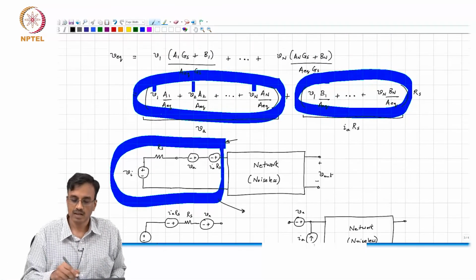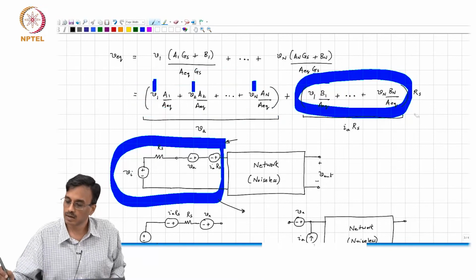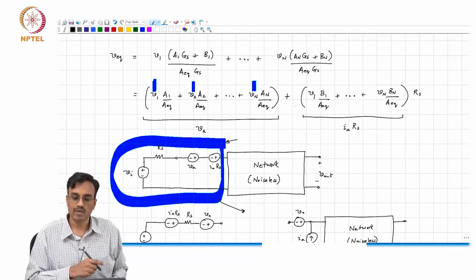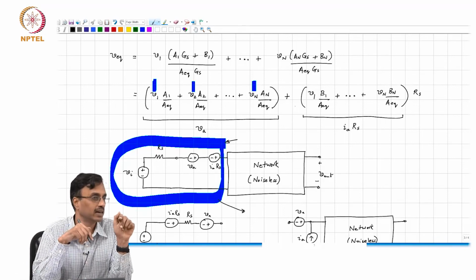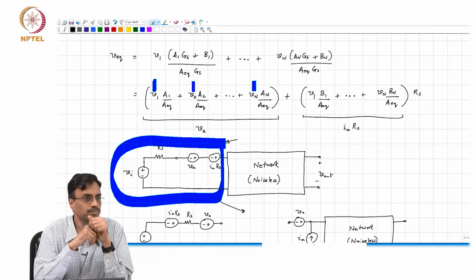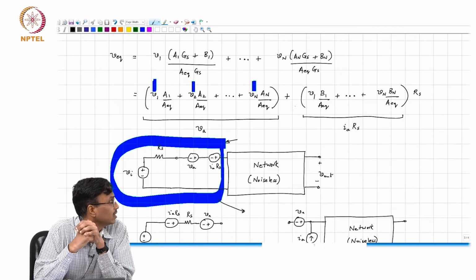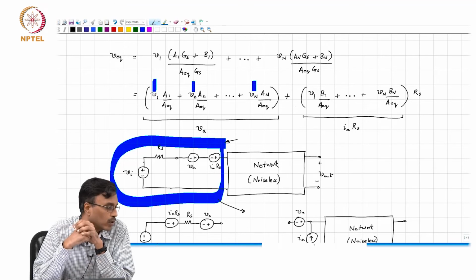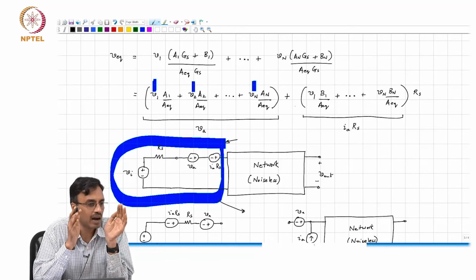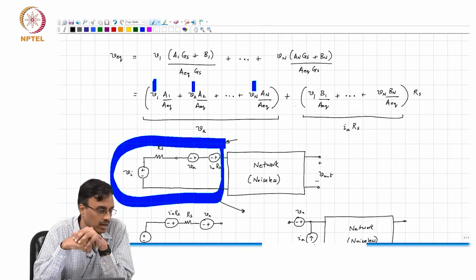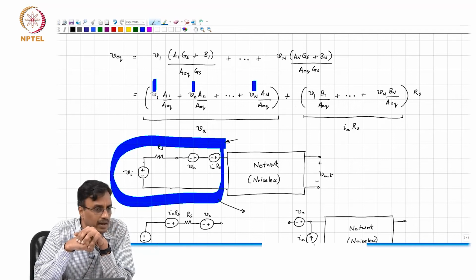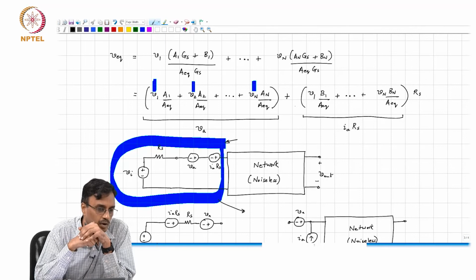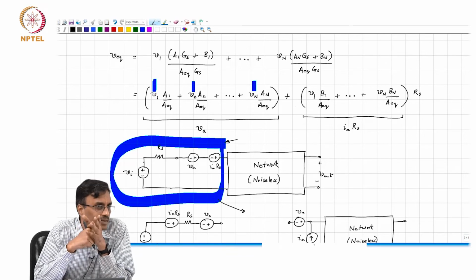And the reason is that the Va and the Ia depend only on V1 through Vn, which are noise sources that are internal to the network. They depend on A1 by AEQ, etc., which all depend only on the A's and the B's. Remember, these are terms in the determinant of the M&A matrix, with appropriate column zeroed out, which do not depend on GS. So, in other words, they are only properties of the network.